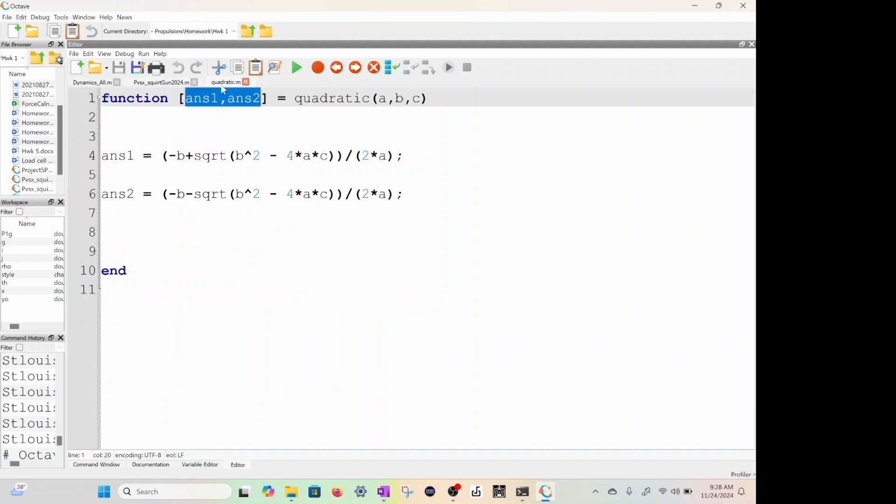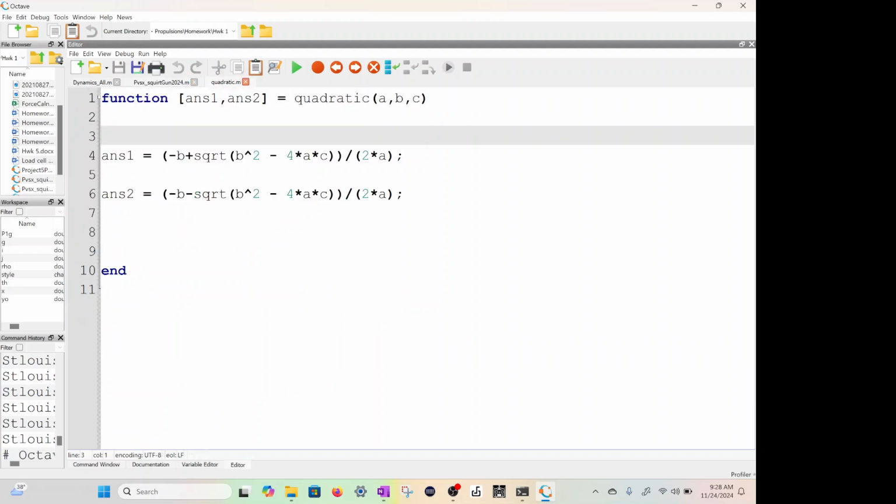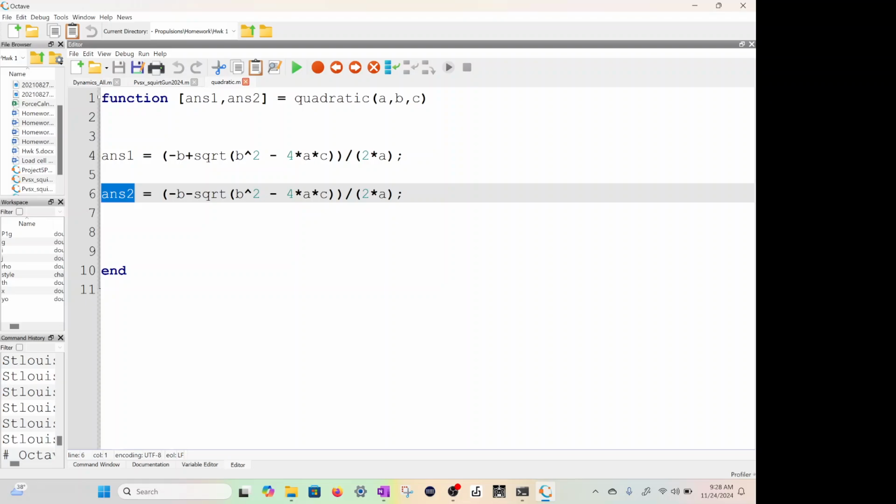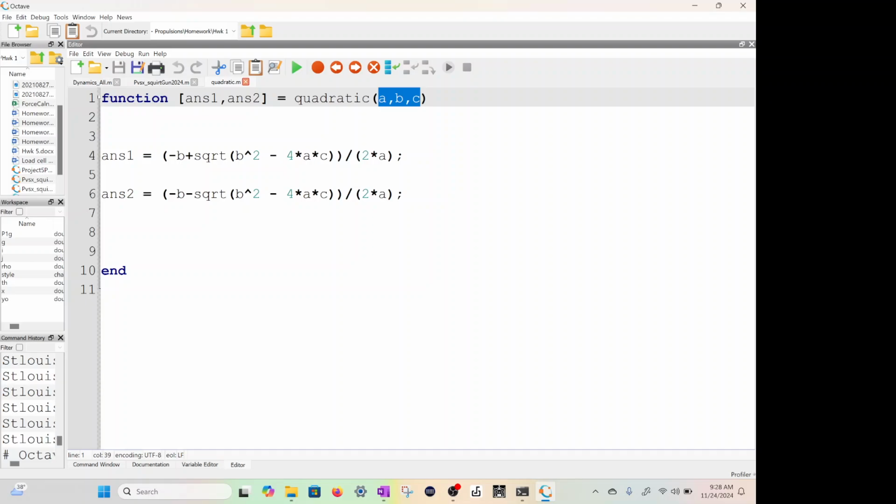Now, if I jump over, here is my quadratic function code. So remember how to make function codes. You just type function. Here are our outputs, which are on the left of the equal sign, equals function name, and then here's our inputs, which are on the right side of the equal sign. So again, I just did plus or minus, negative b plus or minus square root of b squared minus 4ac over 2a, and then I had 2 answers.